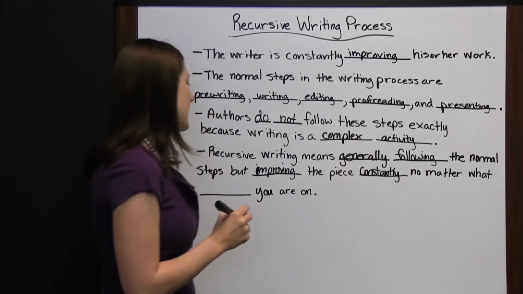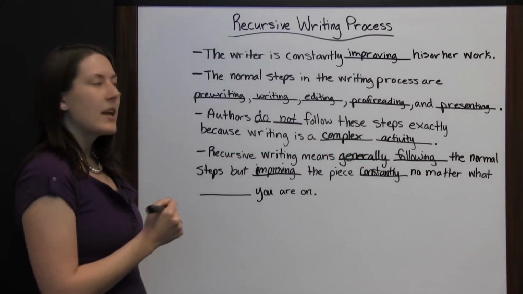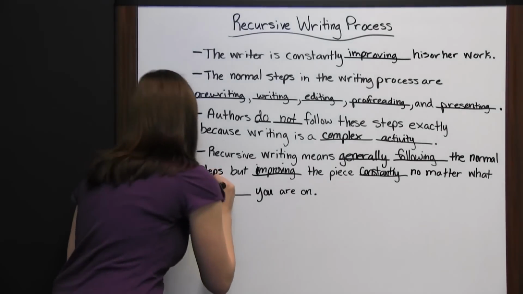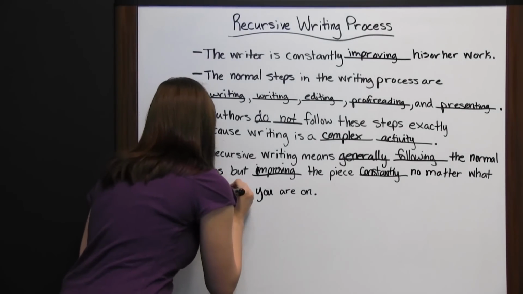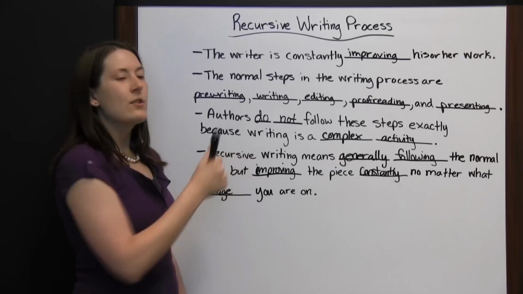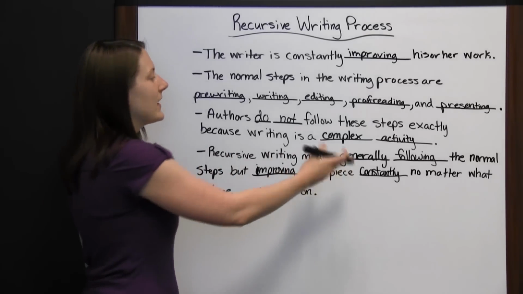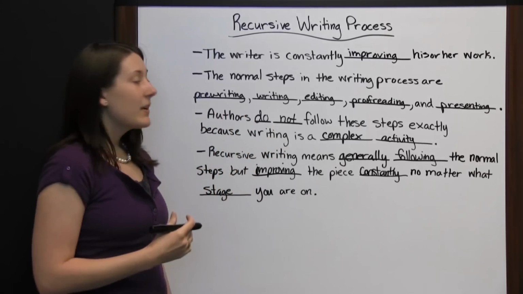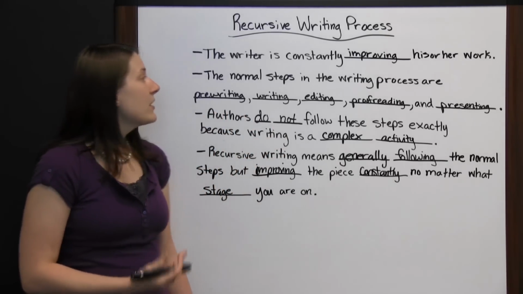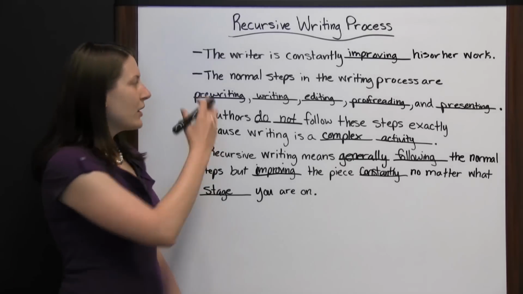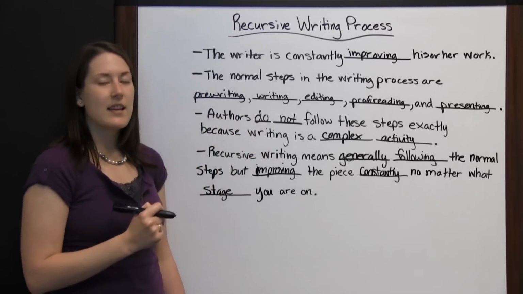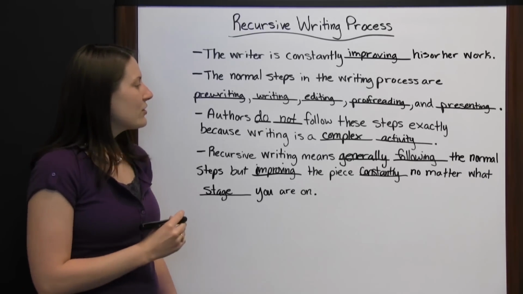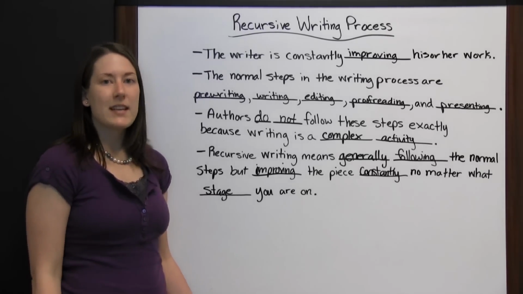So you're going to be generally following the normal steps up here, but improving the piece constantly no matter what stage you are on. So if you are on writing and you need to do some proofreading, or if you're on proofreading and need to do some editing, it's okay to move around between the stages because writing is a complex activity. So when you're writing, don't think that you have to go in this order and you can't correct anything out of order or revise anything if you're past the revision stage. Make sure that you're always trying to make your writing the best it can be.